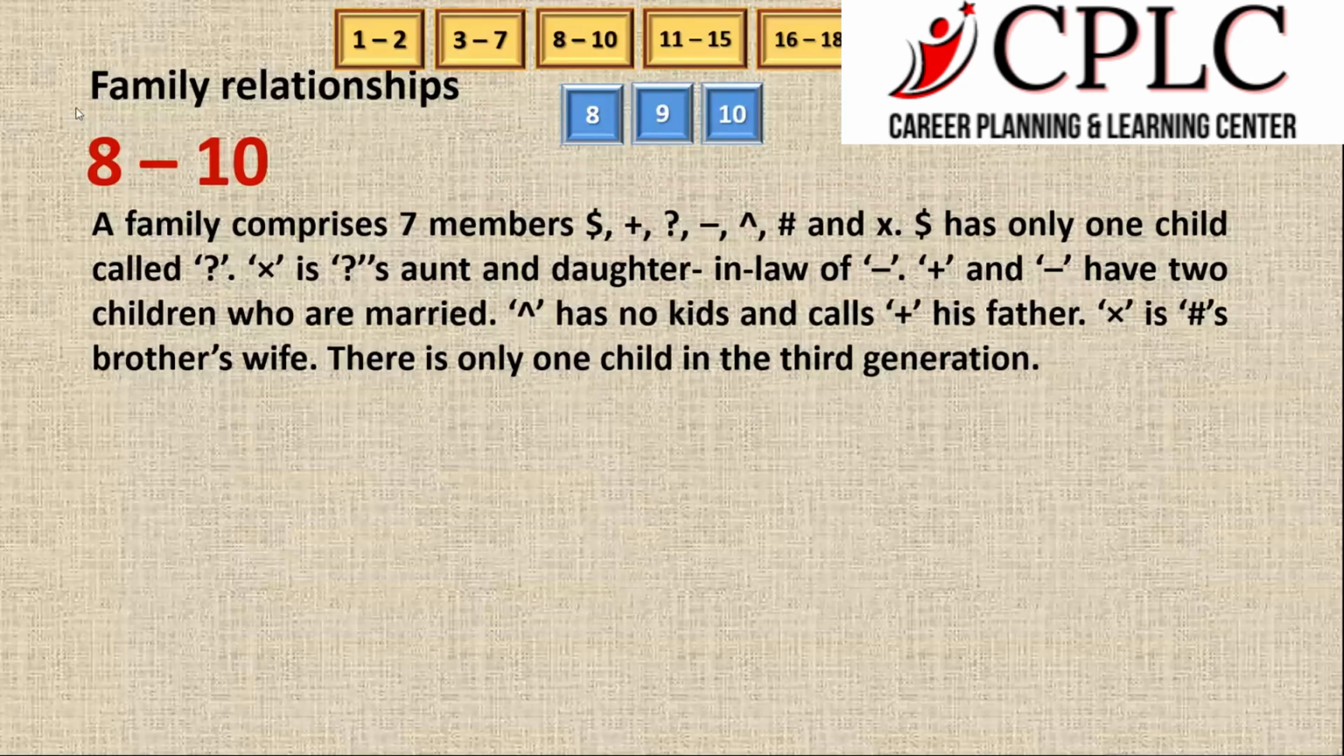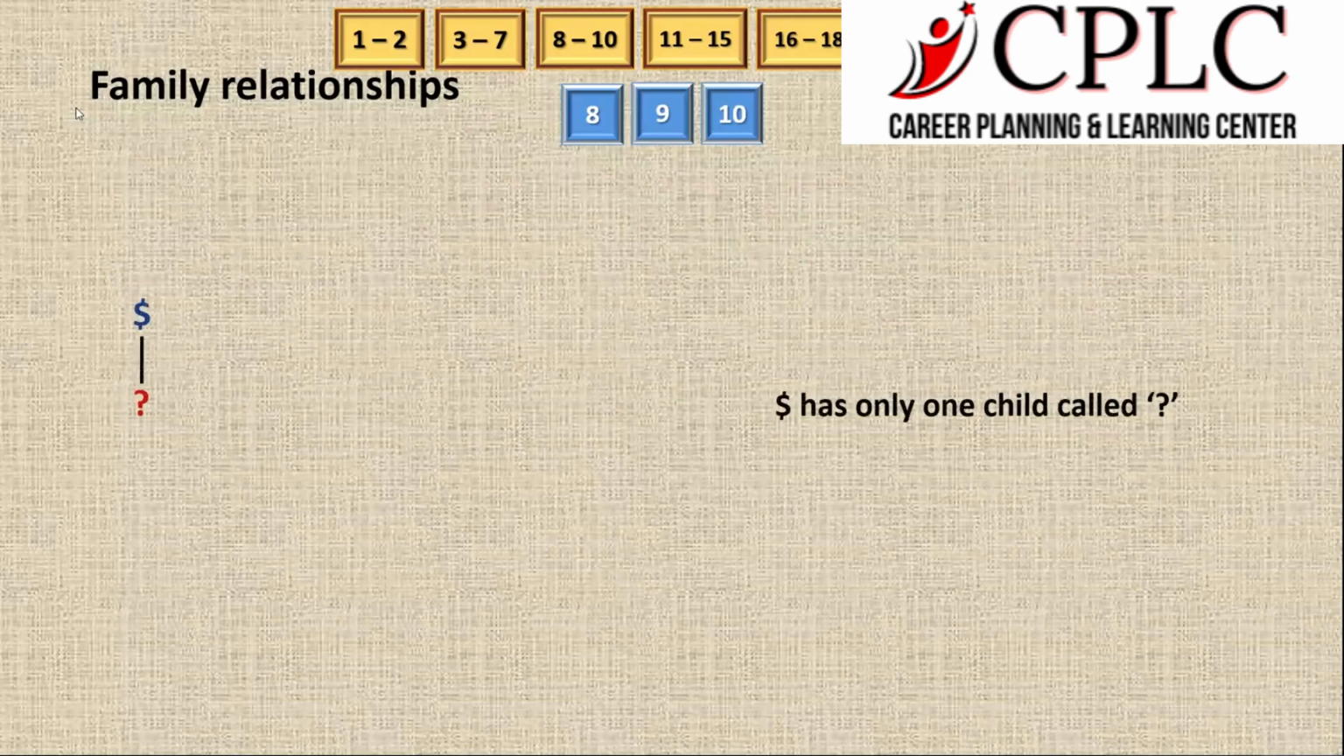Now let's try to fit in the information. Firstly, it is known that dollar has only one child and dollar's child is question mark. Also, X is question mark's aunt and daughter-in-law of minus. So let's try to figure out all the possibilities that we have. Now there would be 4 possibilities. First, this is the possibility that X is sister of dollar. So we can say that X is aunt of question mark.